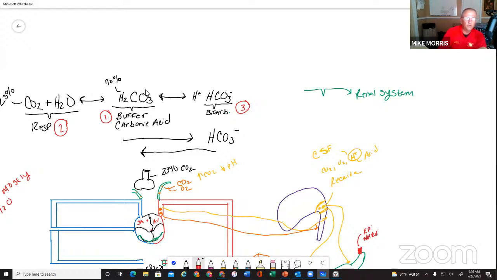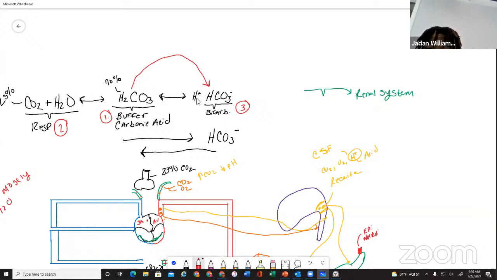So when it loses a hydrogen, what I mean is if the body becomes too acidic, you see right here, we have two hydrogens. Well, we let one go. And so now we have this hydrogen here. It's just out here by itself. And then we have HCO3 minus. And that is called bicarbonate.